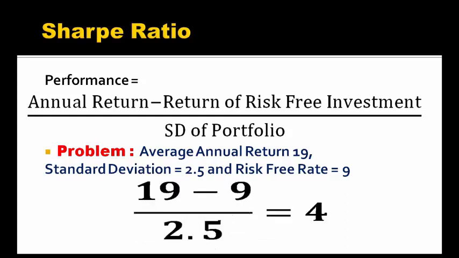Annual return 19 minus return of risk-free investment. What is the risk-free rate? 9, divided by standard deviation of portfolio 2.5. What is the answer? 4. 4 is the evaluation, meaning 4 is the result of the performance of the mutual fund as per the Sharpe ratio. Take the next problem.